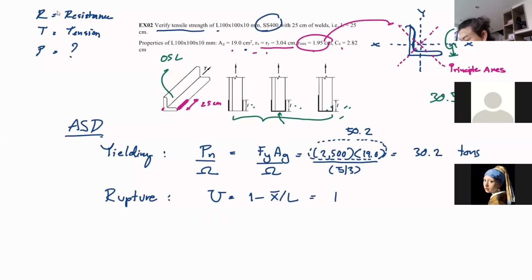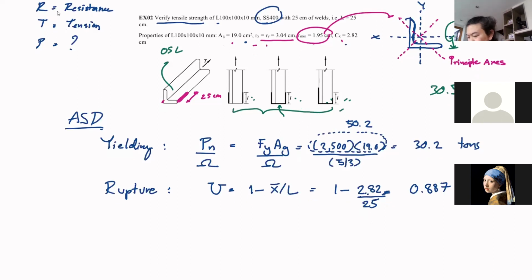So it's going to be 1 minus, now we have the section property here is 2.82 divided by 25. And that is 0.887. Okay, so now we are losing 12% or so.